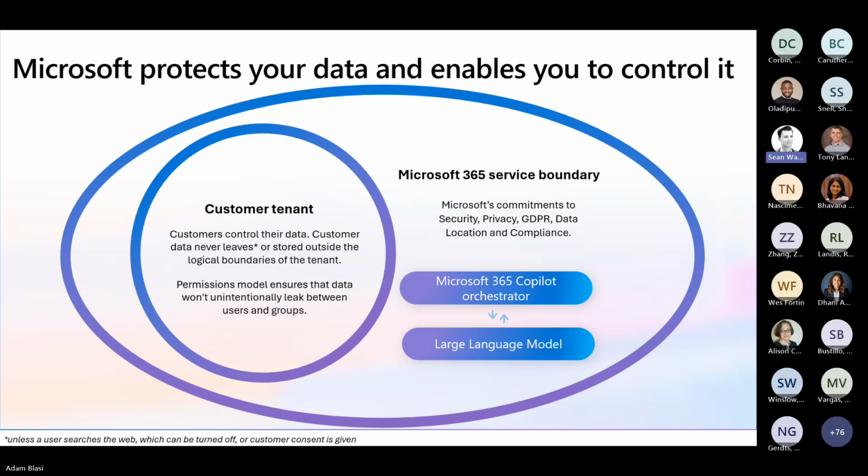The way that works is what's on the screen here. You have your tenant boundary, which is yours and yours alone. You control your data. That data never leaves the boundaries of the tenant. And then you have the service boundary, which is where we maintain our commitment to security, privacy, GDPR, et cetera. We don't have time to really dig into the specifics, but we can say with full confidence that anything with Copilot is not going back to Microsoft.